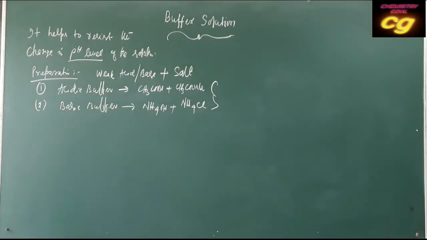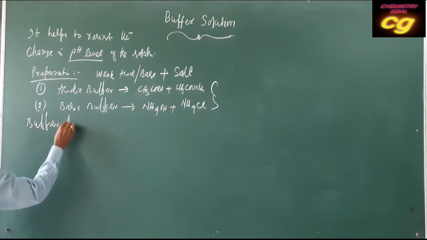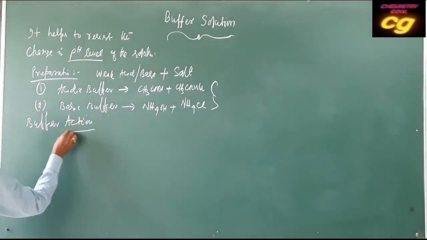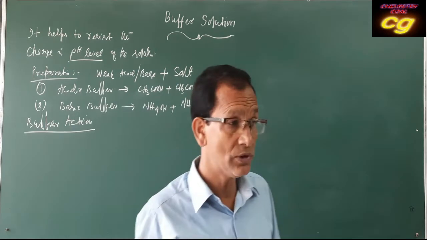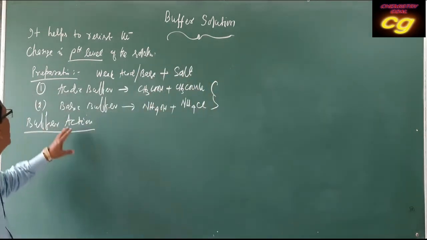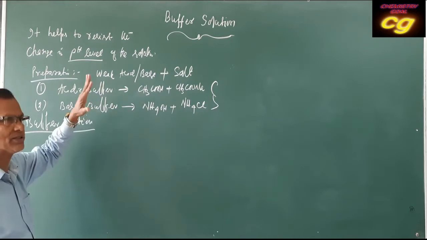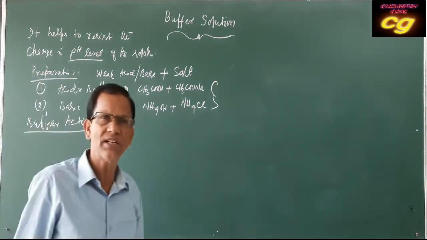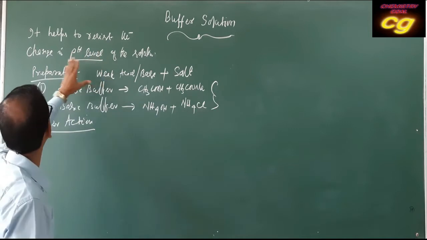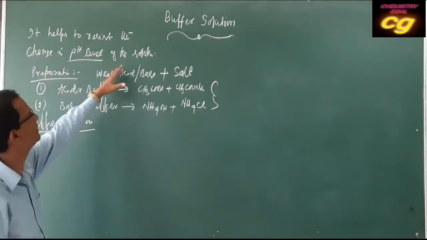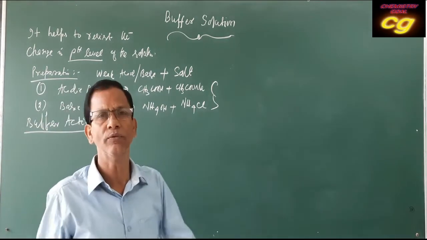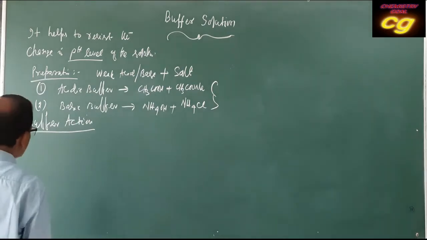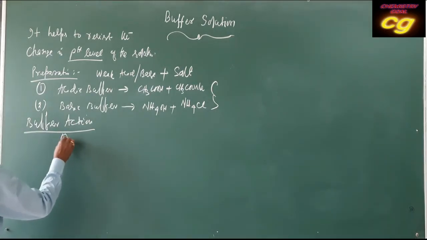Then we will discuss buffer action, how it works. Buffer action means how it maintains the constant pH without changing the pH level. When we add acid or base, the pH level would normally change, but the buffer helps to maintain the pH level of the solution. If you add acid or base, the pH level will not be affected. How does this happen? Let us take the acidic buffer.